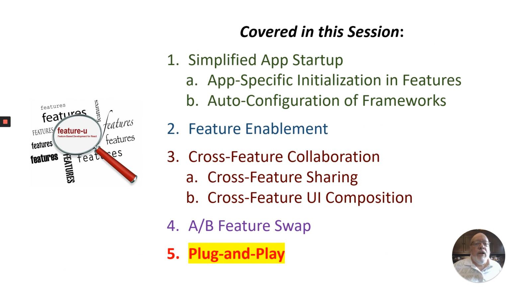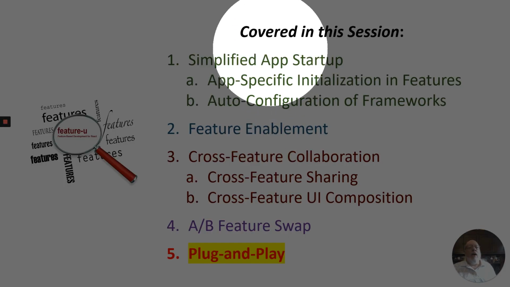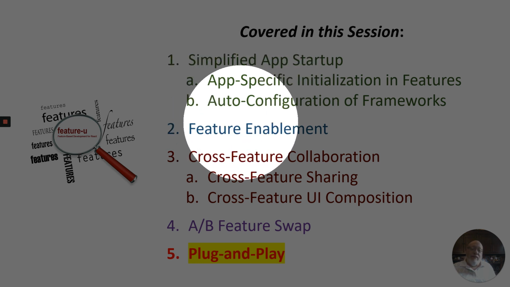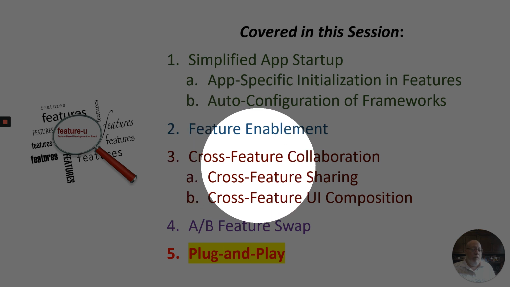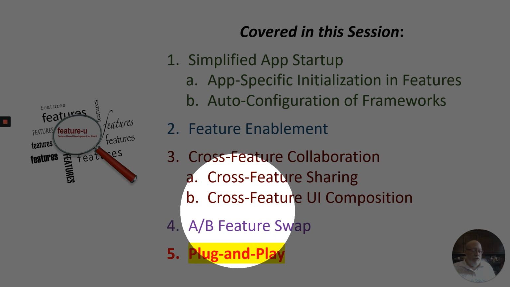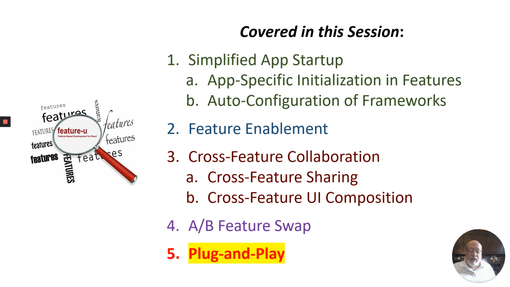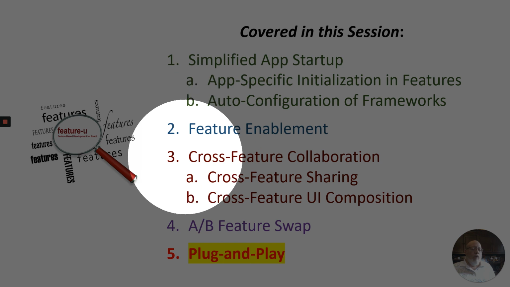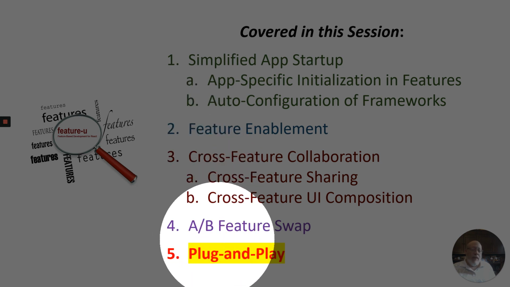Okay, we're going to be covering quite a bit in this session. We're going to look at how our application startup process can be simplified. We're going to look at our feature enablement and disablement. We're going to be spending quite a bit of time on cross-feature collaboration. And we're also going to briefly look at A/B feature swap, something that's very common within the feature-based development realm. Now, all these items we're going to be looking at in the context of our overall overriding goal, and that is how can we achieve this plug and play.